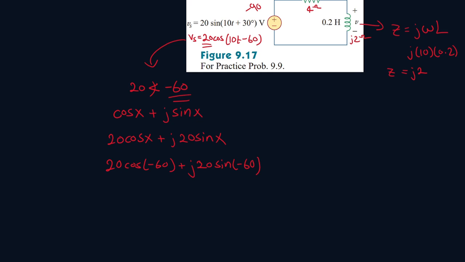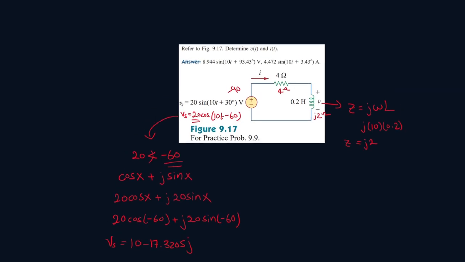So the first part I get 10, and the second part I get minus 17.3205 J. Okay, so that's my VS value, and I'm going to be working with that.